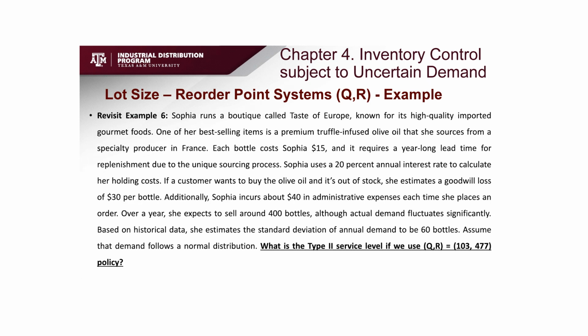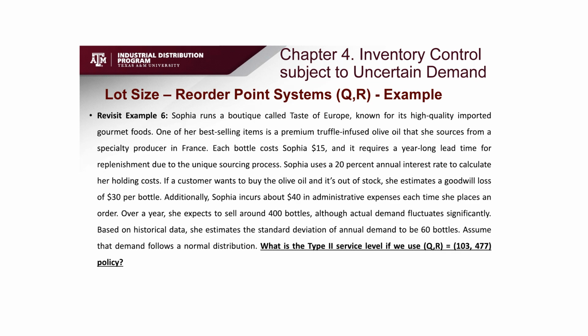All right, same store, new question. Now we just locked in the type 1 policy, 103, 477, to hit 90% of cycles with no stockout. But here's what a manager really wants to know. With that same policy in place, what type 2 service level, what fill rate, are we actually delivering? I mean, of every 100 bottles a customer asks for, how many can Sophia hand over straight off the shelf?